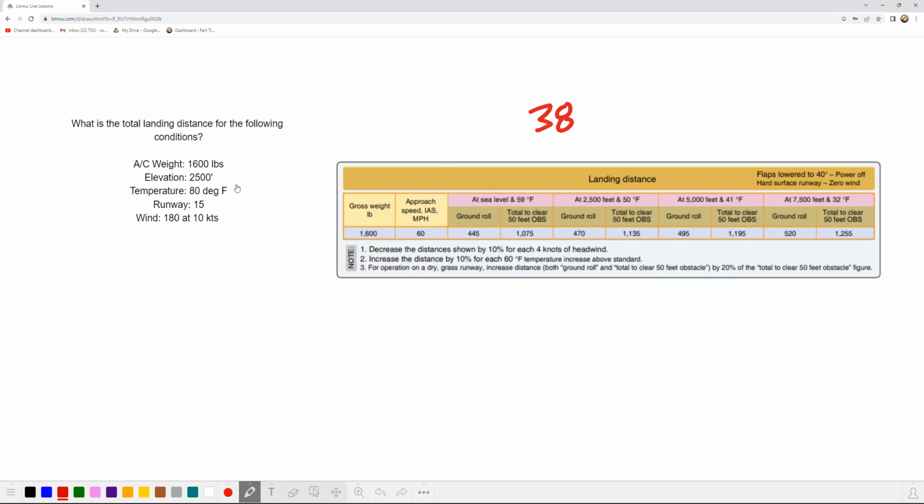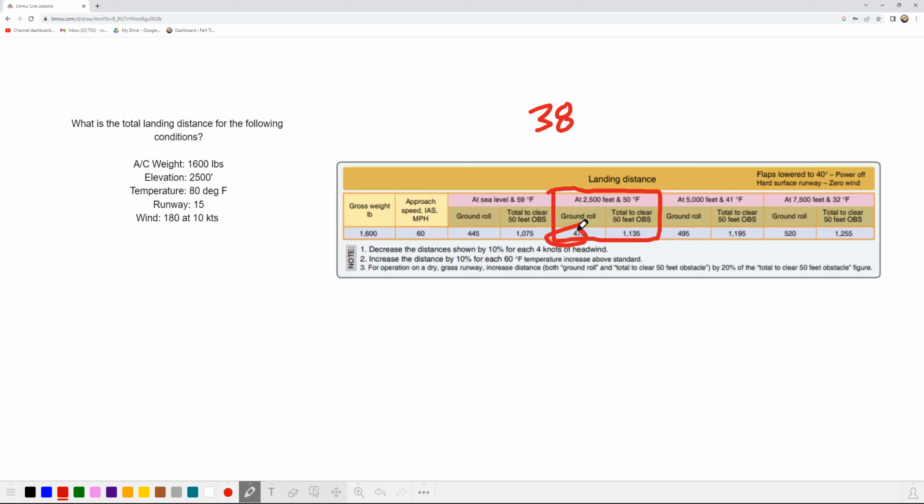And now we have elevation 2,500 feet. So where do we see that? Well, right here, in these pink sections, we're given an elevation and a temperature. And so we want to find our elevation and temperature. And sometimes it won't be exact. In this example, 2,500, so we want to use this section right here. But sometimes the elevation won't be exact, and it might say something like between 2,500 and 5,000. In that case, you would grab two answers and then interpolate between the two.